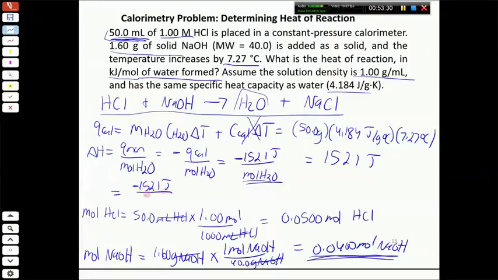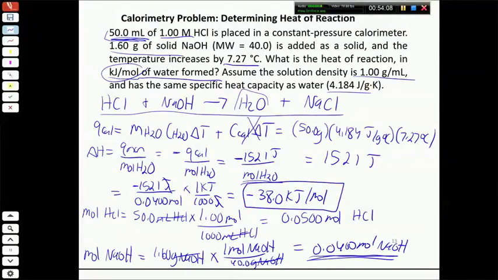The amount of water that actually forms in this reaction is 0.04 moles, because it was limited by the amount of NaOH we had. We didn't mix them together in a perfect 1-to-1 ratio. And then when we divide the two, that's going to give us joules per mole. We want it in kilojoules per mole, as the problem specifies, I believe. Yep, kilojoules per mole. So we have to multiply again by 1 over 1,000, 1 kilojoule per 1,000 joules, to give us the correct units. So this comes out to minus 38.0 kilojoules per mole.